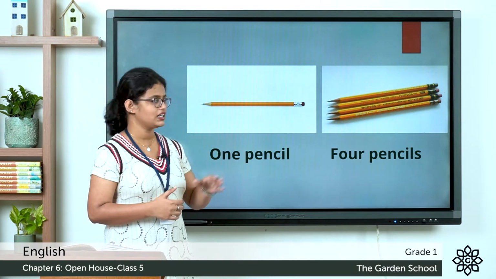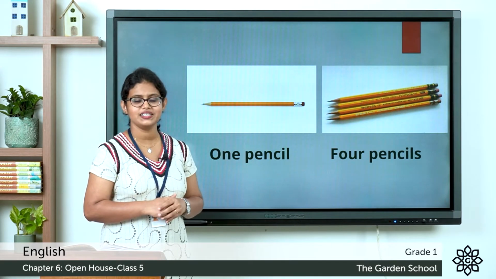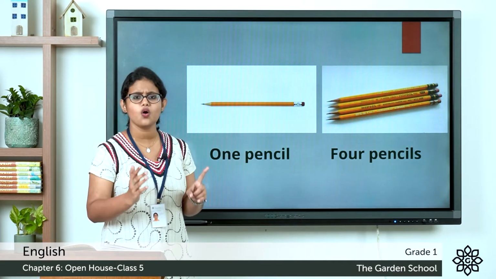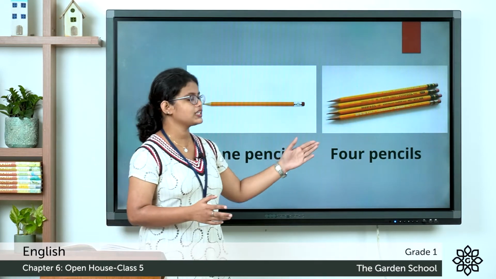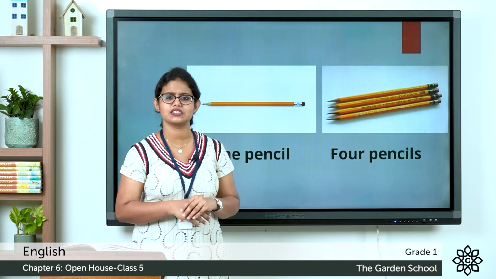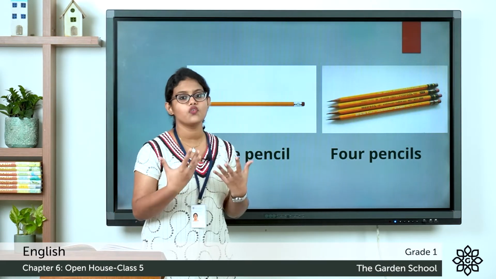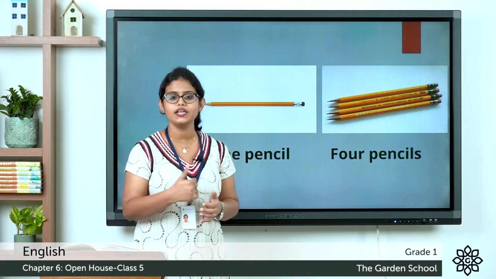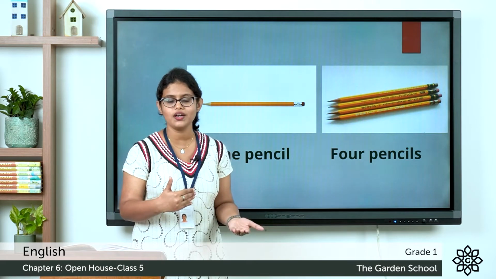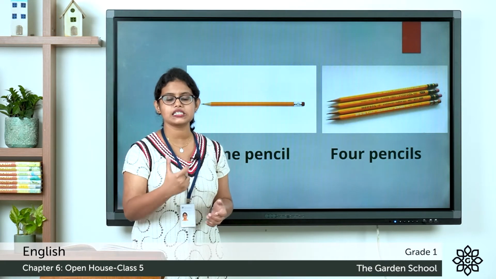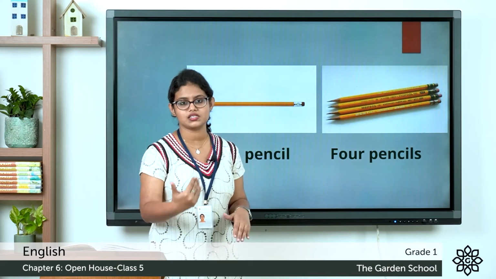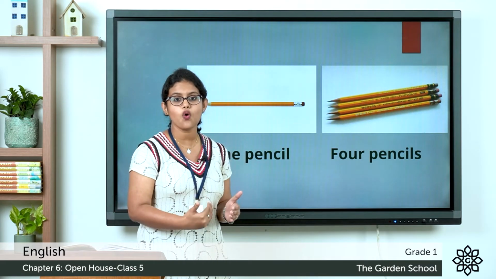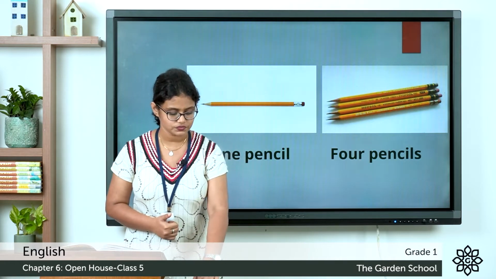Another one. How many pencils are there? 1. It is just 1 pencil. So we say 1 pencil. See the next picture. How many pencils are there? We have 4. So it is more than 1. So when it is more than 1, we need to add S at the end of the word. So it becomes pencils. So we have 4 pencils.